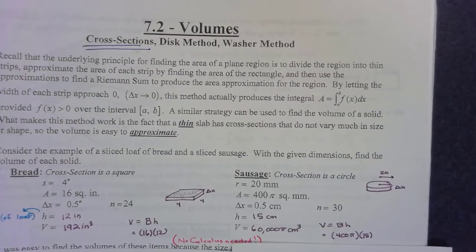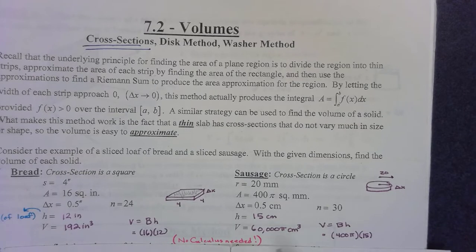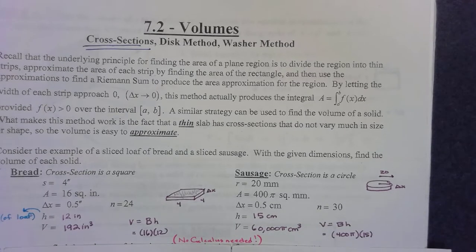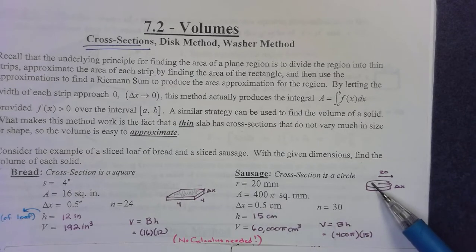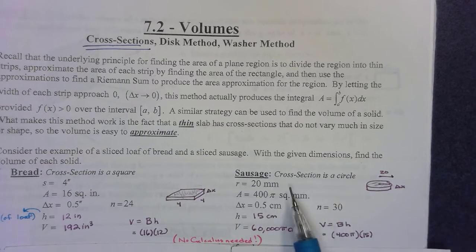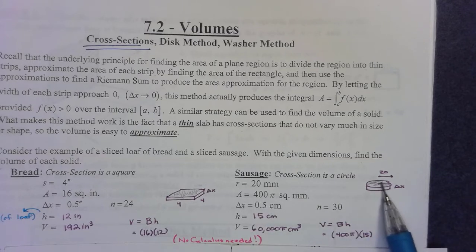So also let's think about, you know, a sausage. If you buy a sausage at the store and they have it sliced, or maybe you buy one of those round loaves of cheese and you have it sliced. So our cross section here would be a circle. And let's let the radius be 20 millimeters. So we know the area of our circular base is 400 pi square millimeters. And let's call that delta x, that height, to be 0.5.